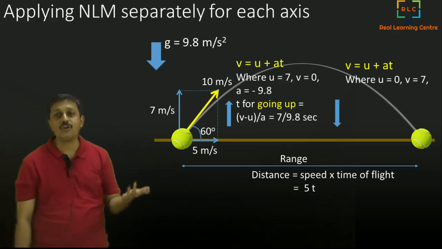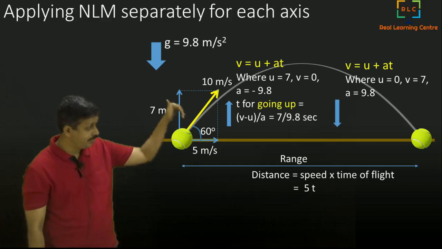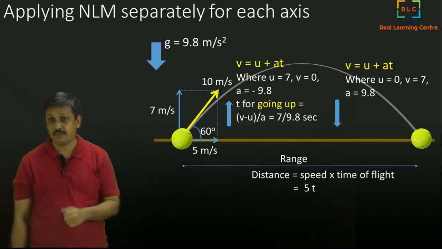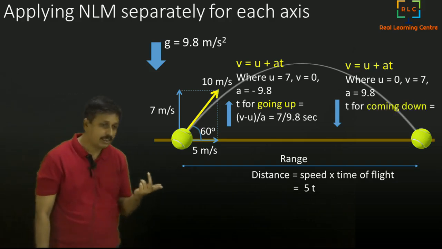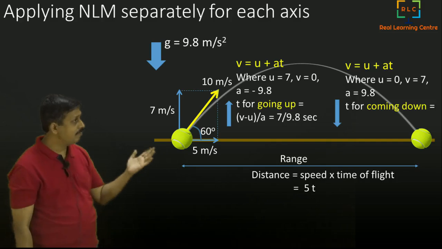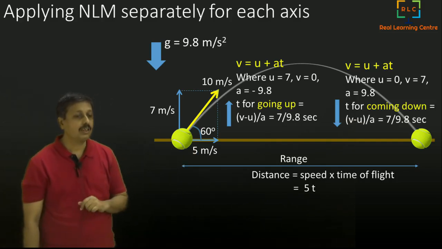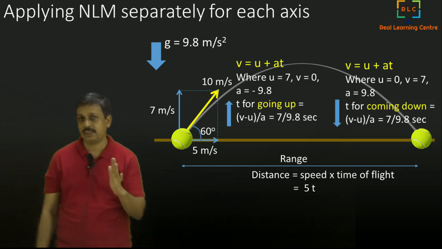So where u is 0 and v is 7 and a is plus 9.8, because you are going in the same direction, velocity and acceleration are in the same direction. So now if you use these things and calculate, you will actually get t for coming down, which is also equal to 7 divided by 9.8 seconds, so less than 1 second.